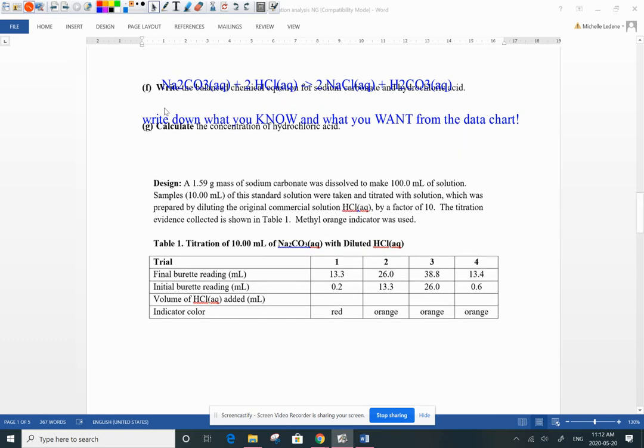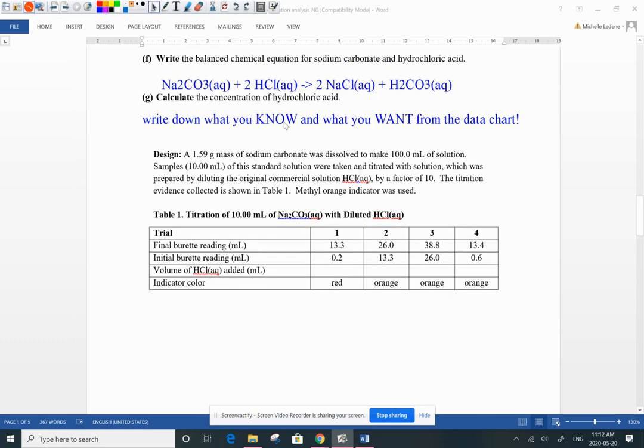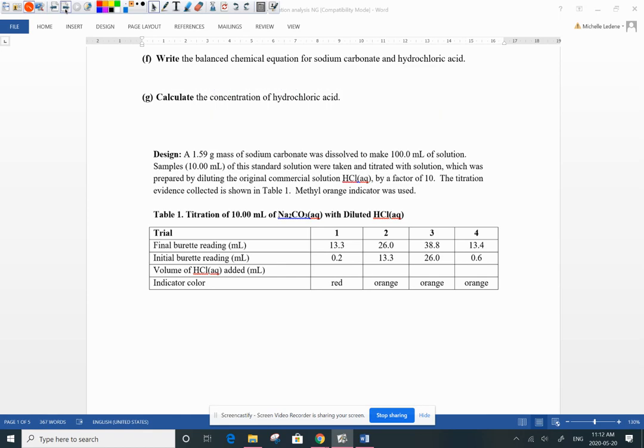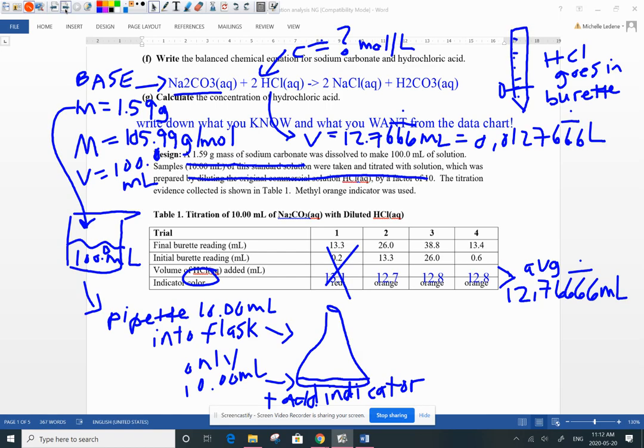So the main big step now is to write down what do we know and what do we want. And so we've got to go back to this data chart that we had on the previous page. I just pasted it here so we can have a look at it. Okay, so we've got a whole bunch of information, and I know I just jumped right into that, but that's okay. I'm going to walk you through what we're doing here now.